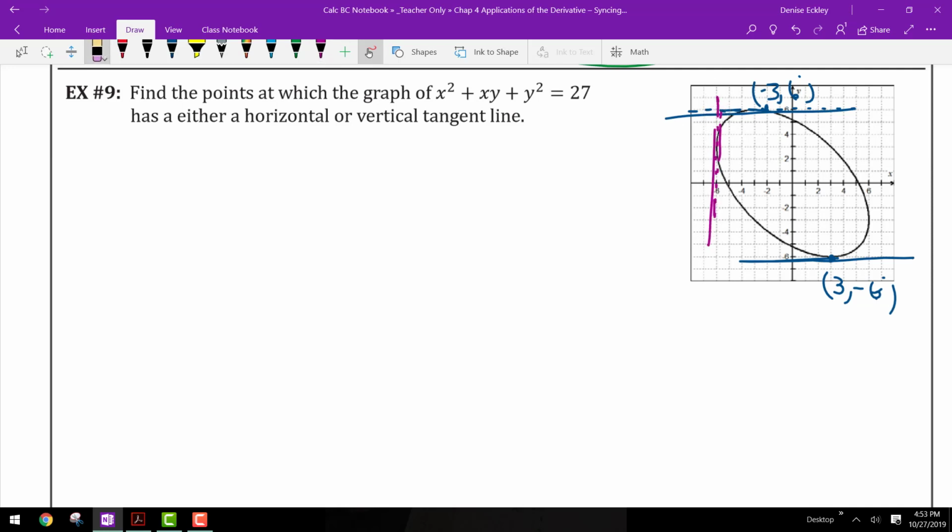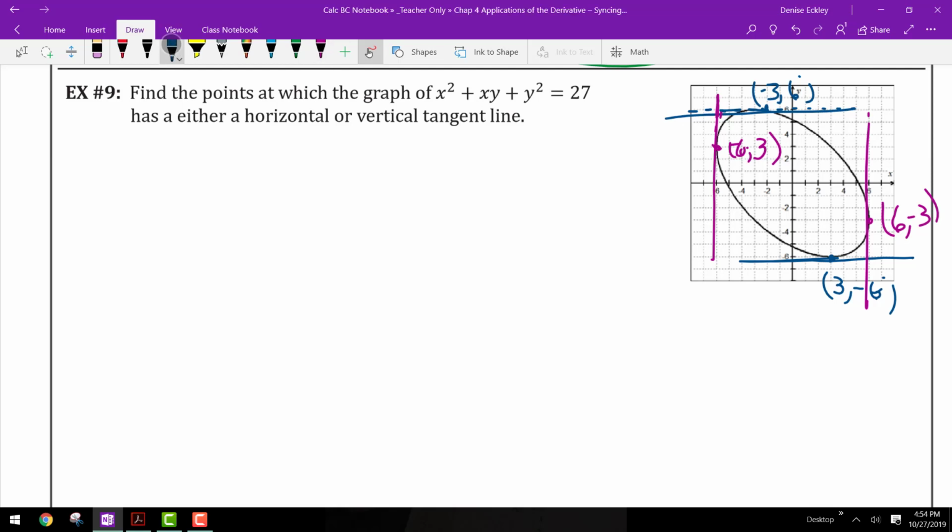That's not a very good line there. That's better, at that point, which is negative 6, 3. And then, of course, opposite that, we have a vertical tangent line at 6, negative 3. So let's go ahead and find those.